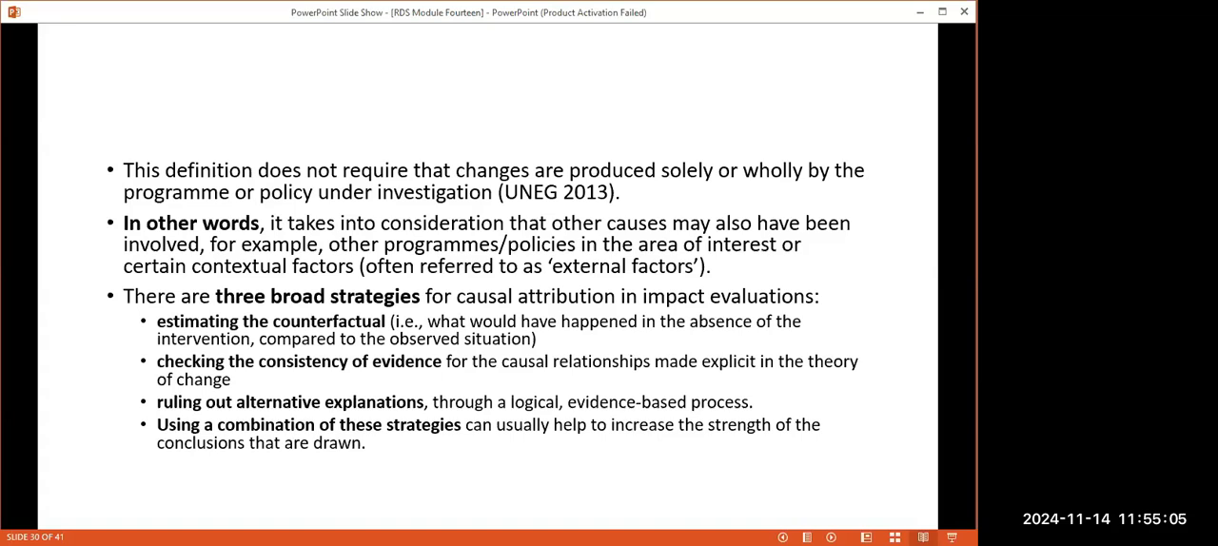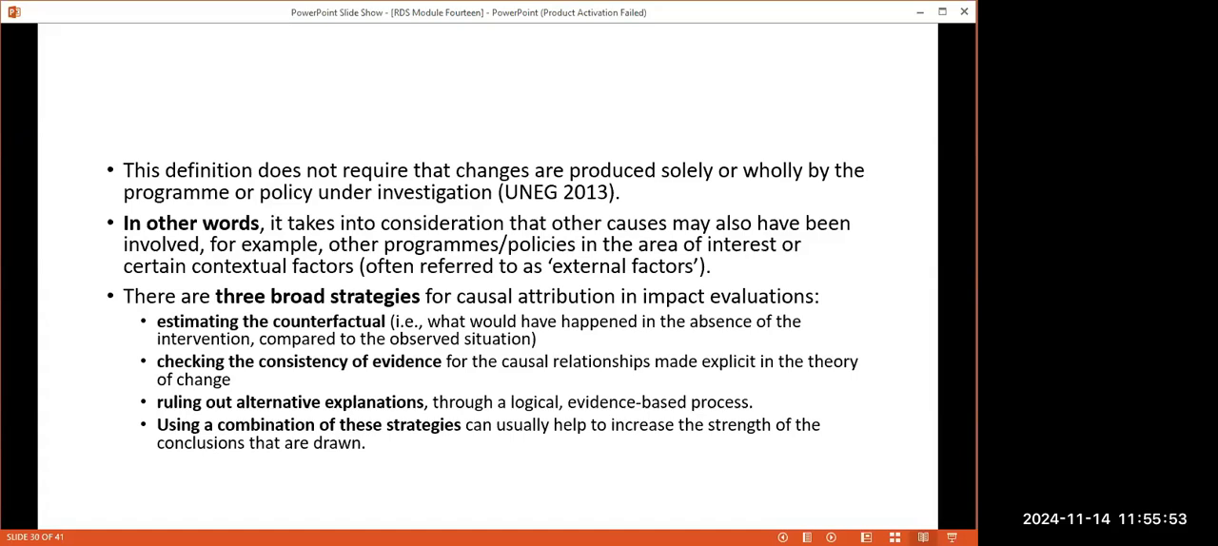So in a way, we have three broad strategies which can help us to understand the relationship between the cause and the effect when you are studying the impact evaluation. Number one, estimating the counterfactual relationship. Number two, checking the consistency of evidence of the causal relationship. Number three, ruling out alternative explanations.